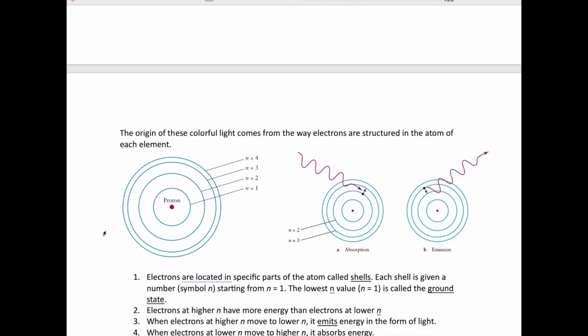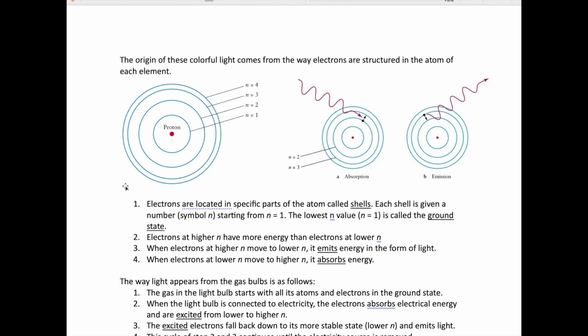Now, what we learned at the beginning of the 20th century is that it turns out these electrons are located in specific parts of the atom. They're not allowed to be found anywhere in the atom. They have to be located in these specific parts. We call these parts of the atom where the electrons are found shells. The shells are numbered, so the symbol that we use for the shell is n, starting with the lowest one being n equals 1. So that's the n equals 1 shell, and then the next one is n equals 2, and so on. The lowest shell is what we call the ground state.